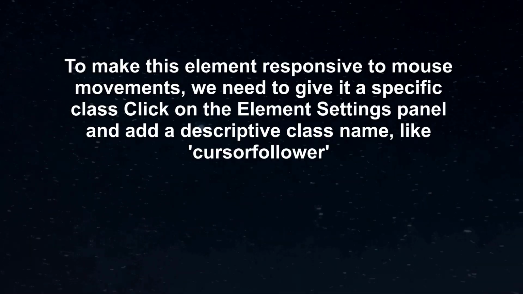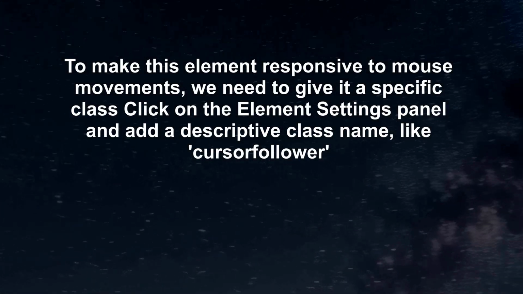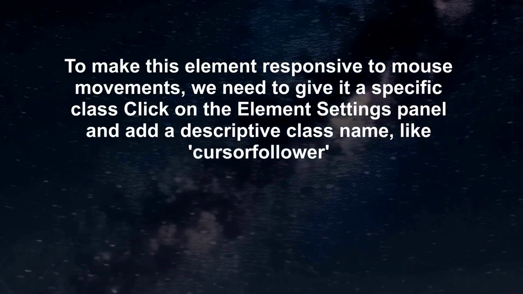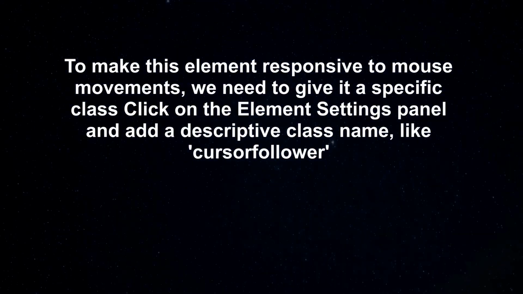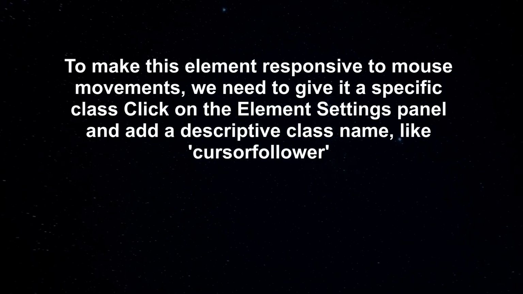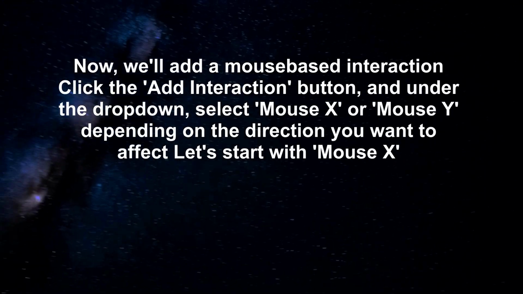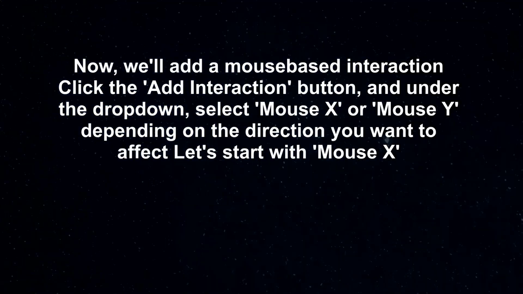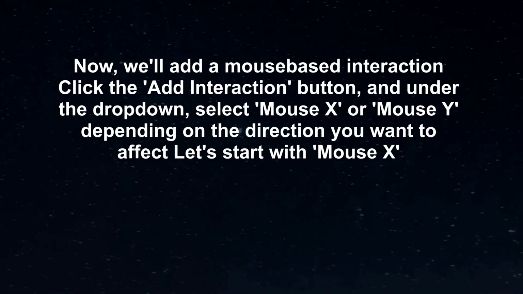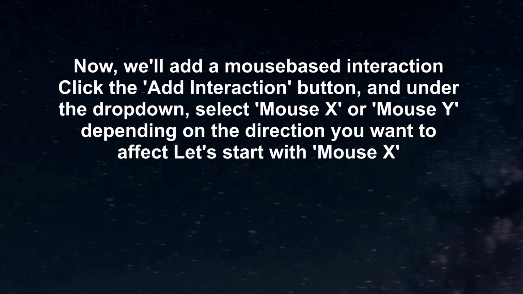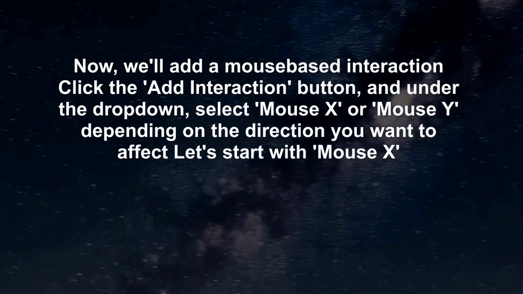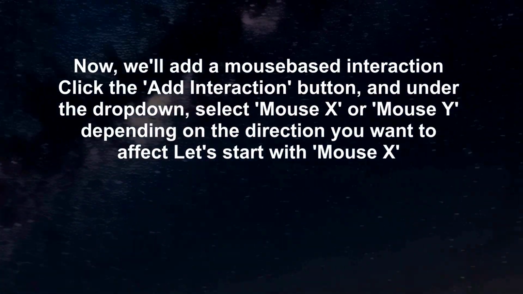To make this element responsive to mouse movements, we need to give it a specific class. Click on the Element Settings panel and add a descriptive class name, like Cursor Follower. Now we'll add a mouse-based interaction. Click the Add Interaction button, and under the drop-down, select Mouse X or Mouse Y, depending on the direction you want to affect. Let's start with Mouse X.